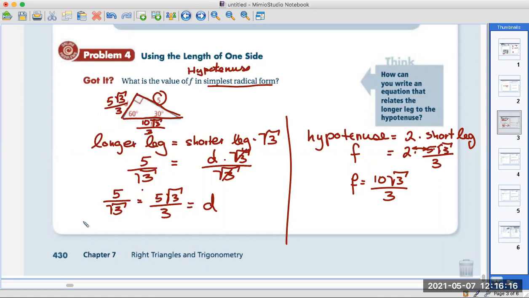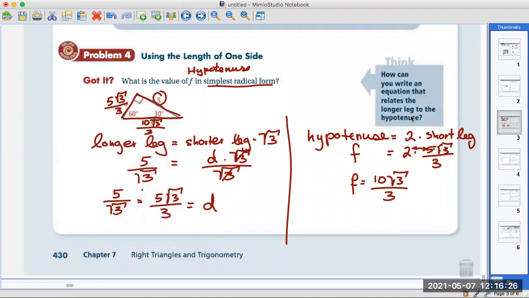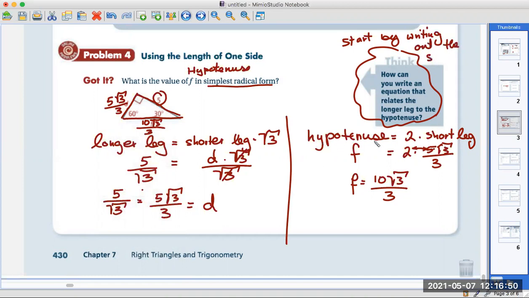So notice the 30-60-90 is a little bit more complicated than the 45-45-90. How can you write an equation that relates the longer leg to the hypotenuse? I say start by writing out the sentence. This is a sentence.